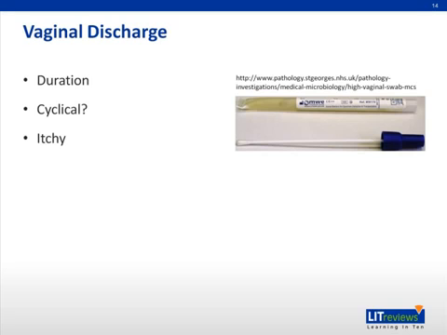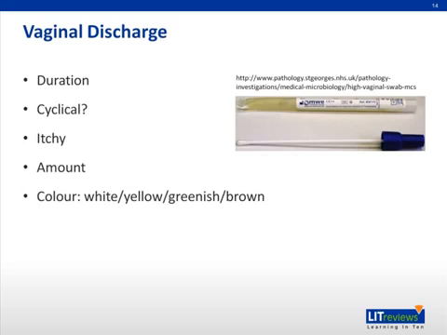Is there any associated symptom of the discharge, for example, itch or any odor? The amount of discharge is also important to document. The color of discharge can help you with the diagnosis. So white discharge may be either physiological or related to thrush. Yellow or greenish may be related to an infection. And brown discharge may give you an idea that it may be old blood or altered blood.